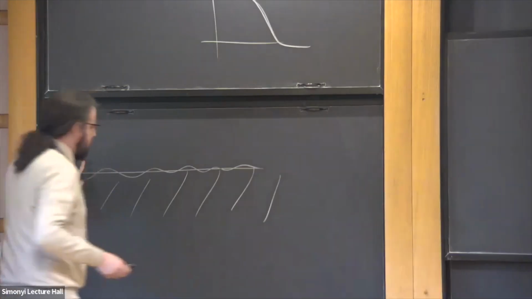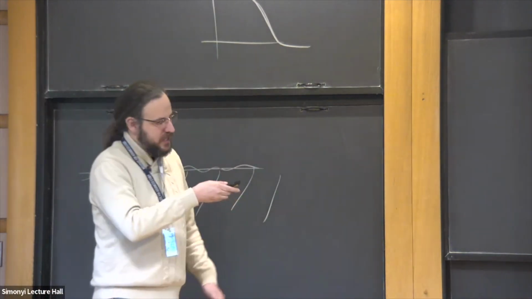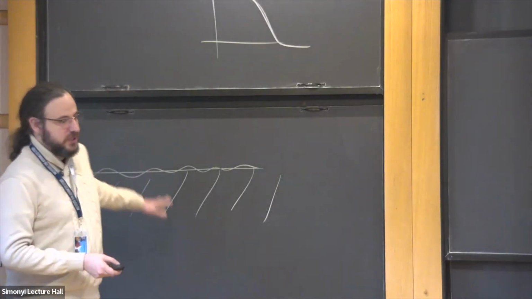Okay, so let's try to use that to our advantage. Let's try to use that we are in this flat at infinity setting, and we have an infinite space to use the dispersion to our advantage. So this is what we proved together with Diego and Alex Ionescu. We took alpha between 1 and 2. We took a bunch of derivatives. Then we can find an epsilon bar that depends on alpha only, such that any initial data which is small in this sense leads to a global solution.